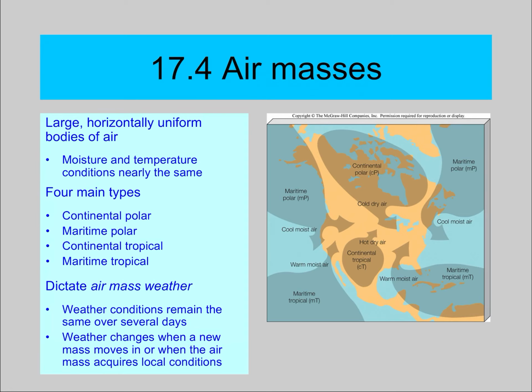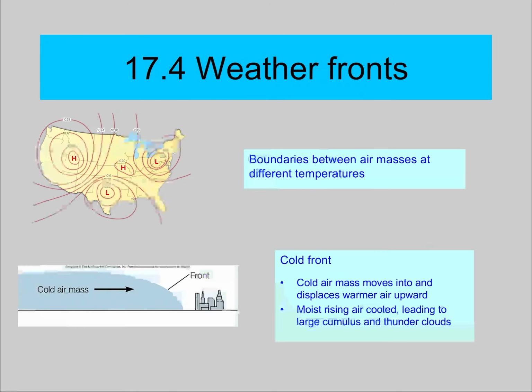So the movement of air masses is what's going to dictate our weather. The weather conditions remain the same for several days, but any weather changes we have are usually because of a new mass moving in and the local area having to adapt to the new conditions. So what this brings us are weather fronts. These are our highs and our lows that we hear about on the news. So the weather front is the boundary between air masses that are at different temperatures and sometimes different conditions.